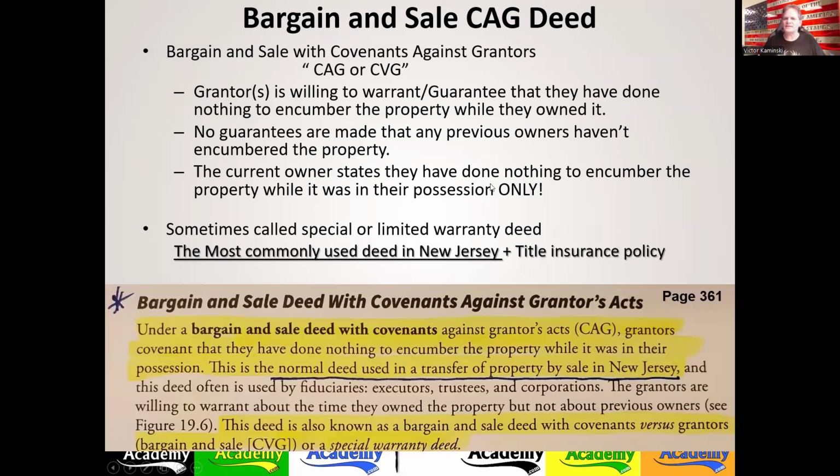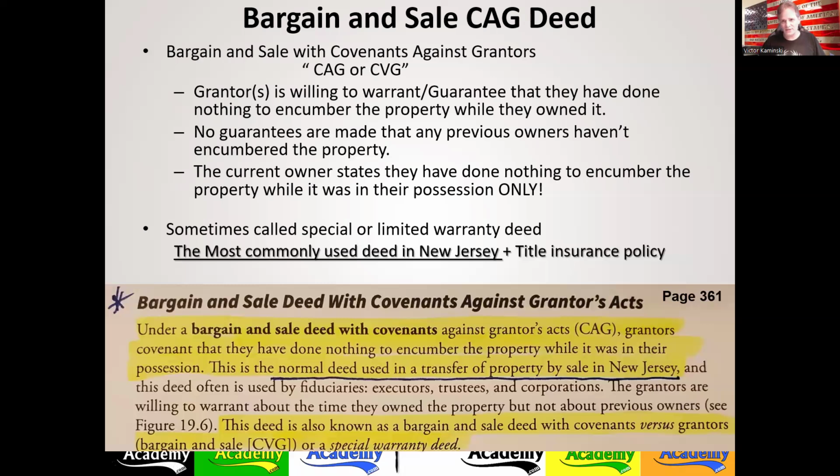The current owner states that they've done nothing to encumber the property while it was in their possession and their possession only. But usually when people buy a property, they do a title search that searches back to make sure that previous owners didn't encumber the property. And then the current owner just says, hey, I'm guaranteeing you the quality while I owned it, but not from previous owners. Okay. So that's why this is sometimes referred to as a special or limited warranty type deed. And this is the most common type of deed used in New Jersey.